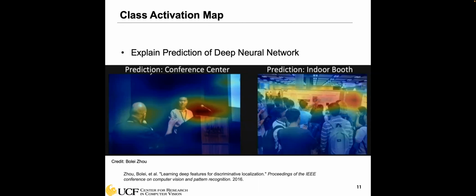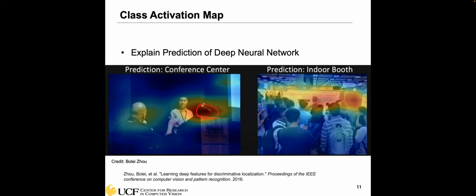So for example, this left image here, right? The network makes a prediction. This is a conference center, right? As you can see, there's a heat map. These red and greenish colors indicate the intensity. The more reddish means high importance or high value on these regions. So for the prediction conference, you can see the heat map is highlighting these regions, right?